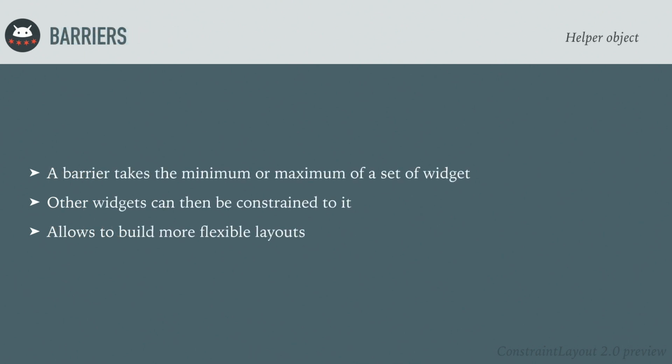But essentially, barriers is a way of setting, if I look at a group of widgets, a set of widgets, how can I find the minimum or the maximum of, for example, the rightmost edge of this set of widgets. And of course, you can then constrain other widgets to that barrier. That allows you to build a lot more flexible layouts that react to change.